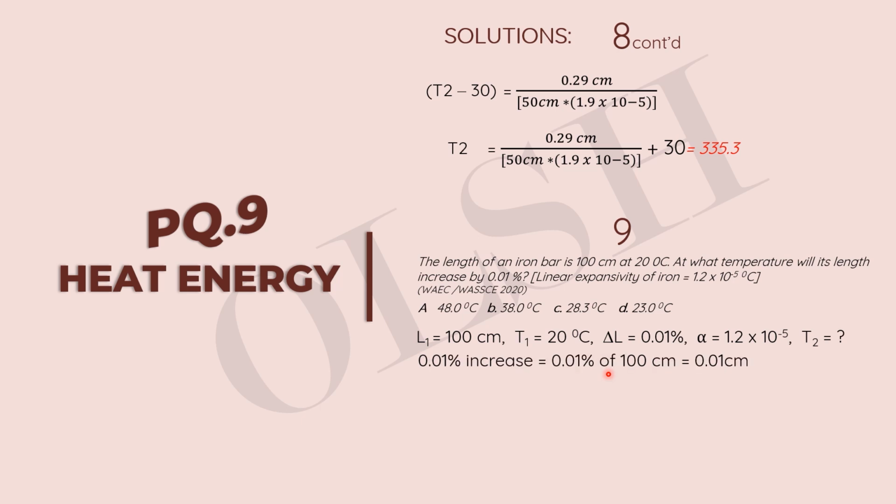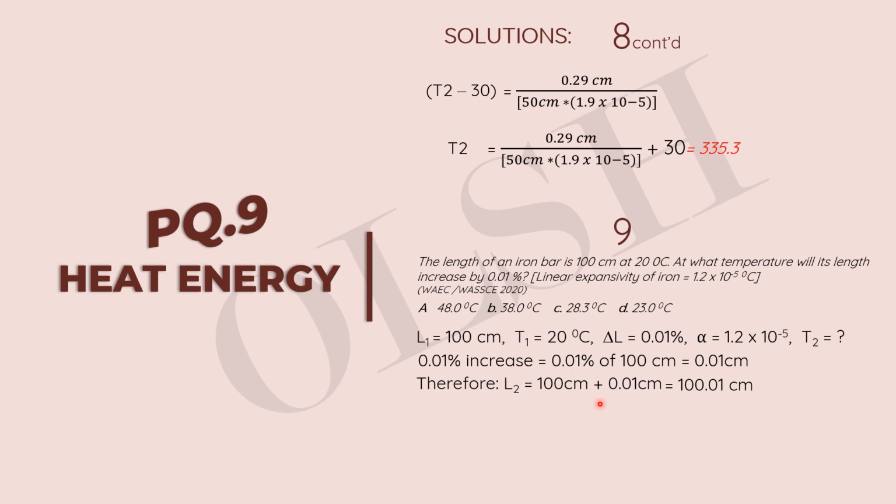So what we now do, we need to find what 0.01% increase means. Okay, so 0.01% increase is 0.01 times 100 cm, and that will give us 0.01 centimeters. So it means we're looking to increase the length of the iron bar by 0.01 centimeter. Okay, so we move on to adding 0.01 centimeter to the previous length to get the next length, which is L2, and that will give us 100.01 centimeter.